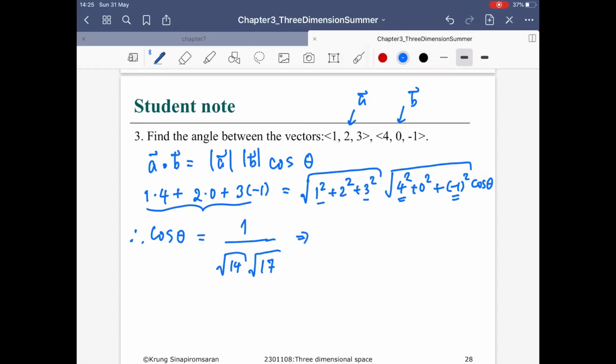So it means that your theta is the arc cosine of 1 over square root 14 and the square root of 17. Okay, something like this. You can just stop it like this one, or if you have your calculator, you can punch your calculator to get the arc cosine of this quantity. That will also be good as well. But it is good enough to stop right here.